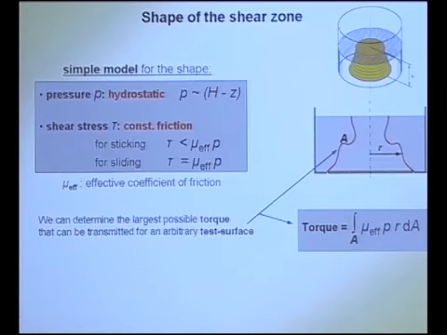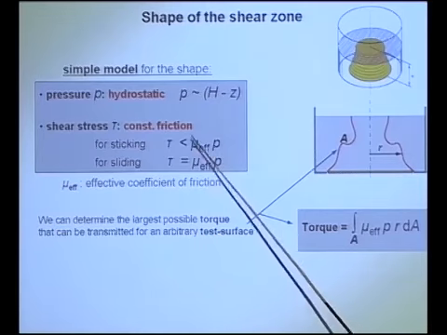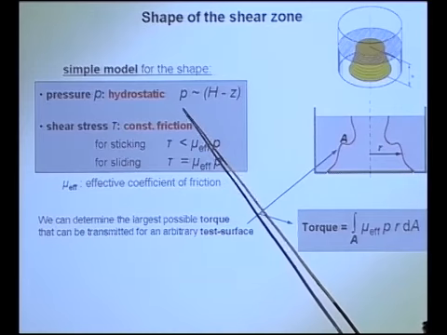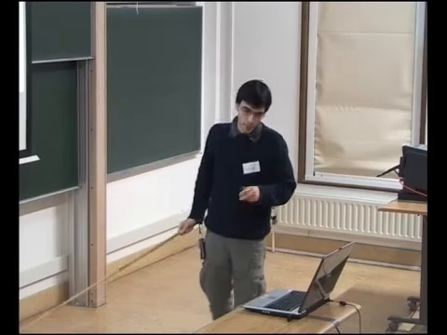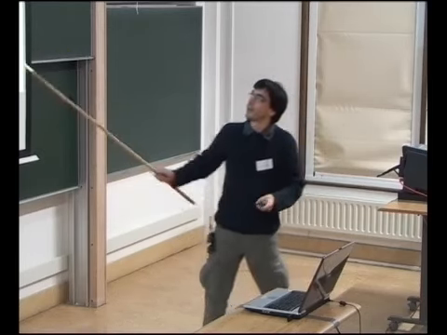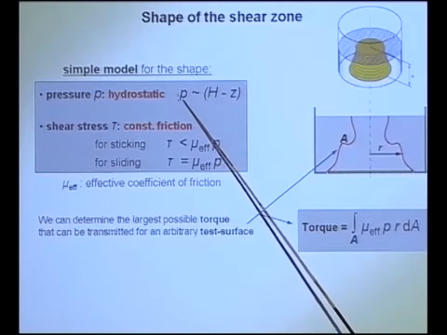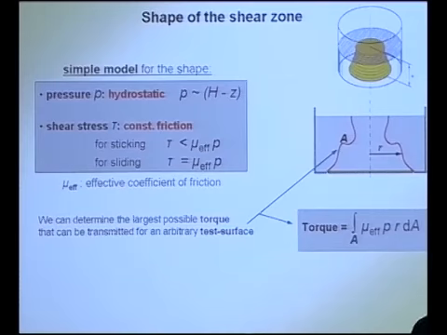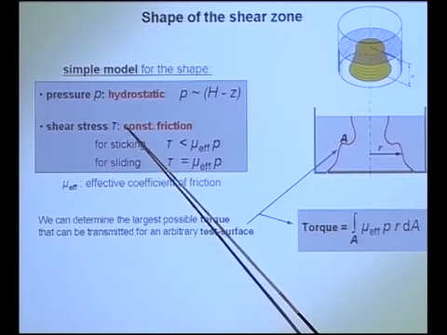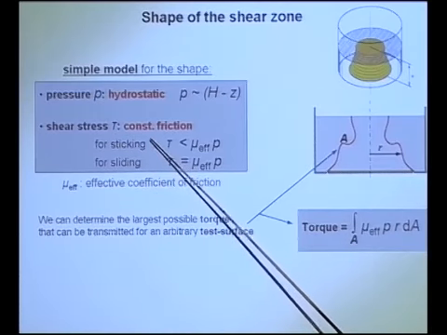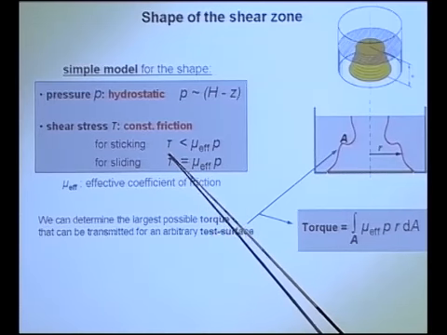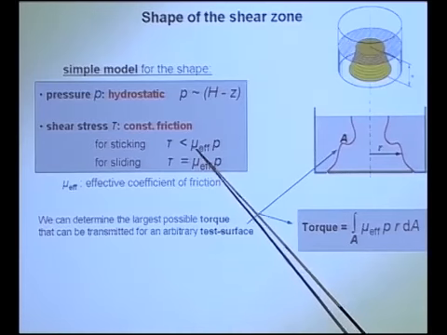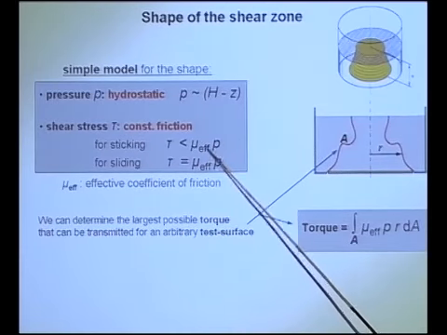Now I'm turning to the shape of the shear zone. So basically, the shape of this yellow surface that separates the turning and the rotating and standing part. And I'm doing it on the basis of a very simple model. I will assume that we have hydrostatic pressure. I don't even care about the stress tensor. I will just use this color P, and at the same time I'm talking about shear stress.